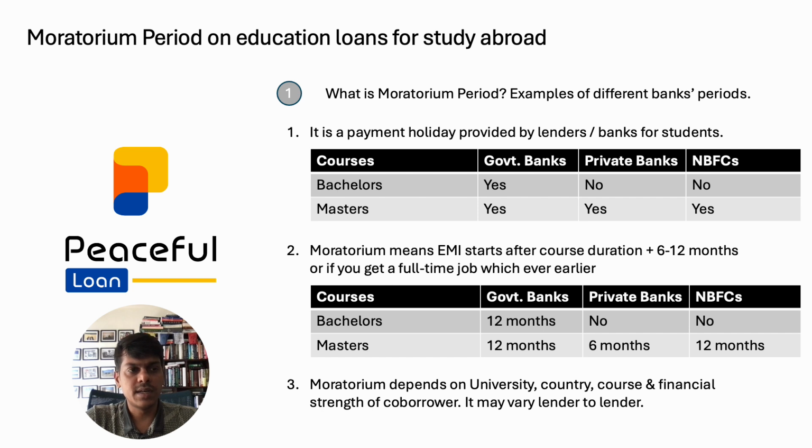Say you graduated in March 2027, and that means 6 months down the line or 12 months down the line your EMIs are supposed to start, right? But if you end up getting a job in the first 2 months itself, then yes, your EMI will start as soon as you've gotten the job, right?